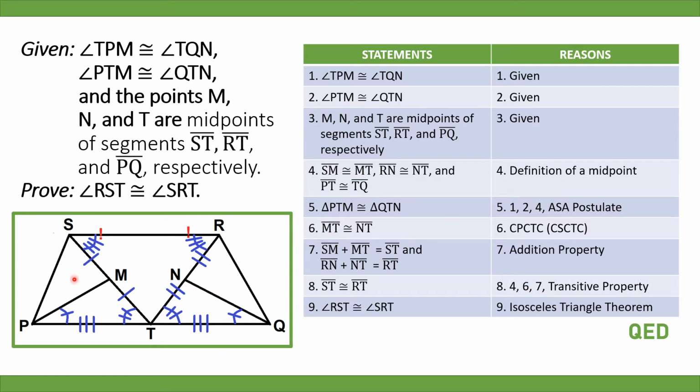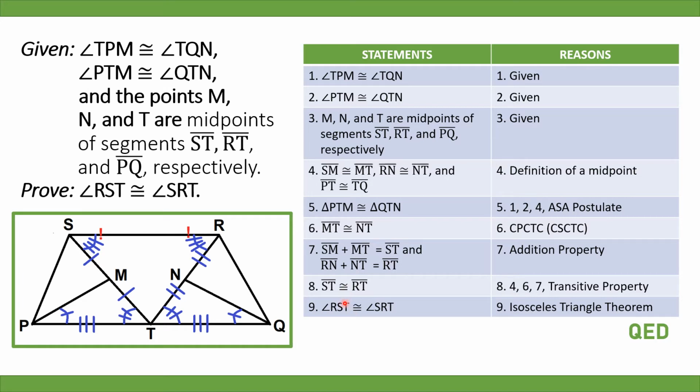Statement 6. MT is congruent to NT by CPCTC. Statement 7. Line segment SM plus line segment MT is equal to line segment ST, and line segment RN plus line segment NT is equal to line segment RT by the addition property.